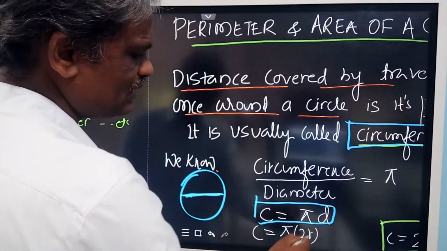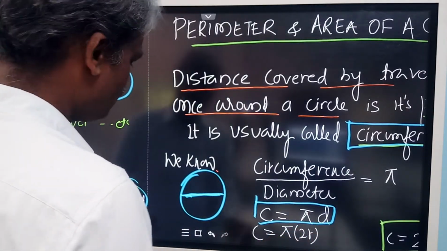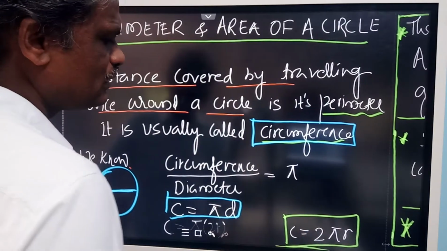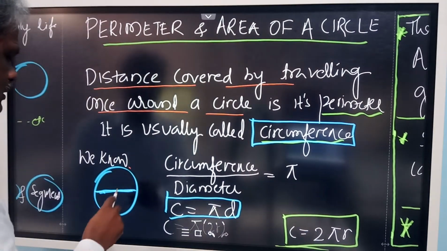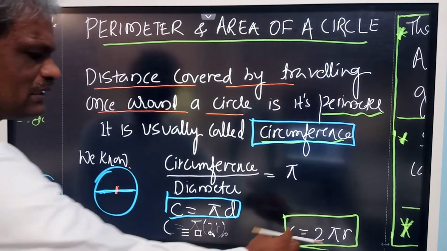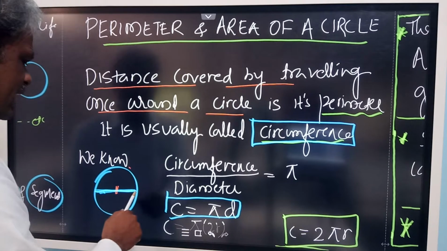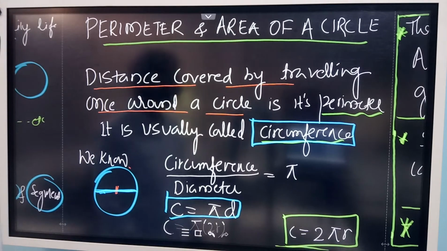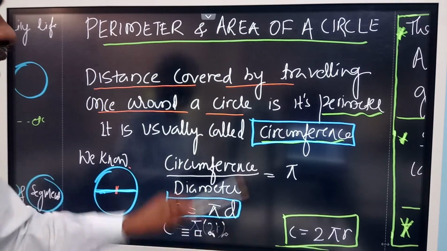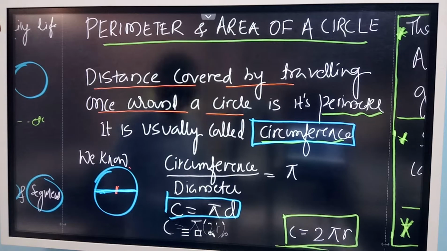If you substitute d equal to 2r, pi into 2r, it gives you C equal to 2 pi r. So in terms of radius it is 2 pi r, and in terms of diameter it is pi into d. That gives you the circumference or the perimeter of the circle.